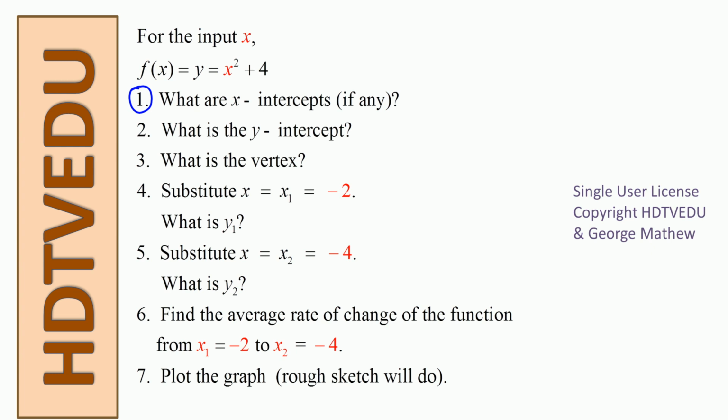Substitute x equals x1 equals negative 2, what is y1? Substitute x equals x2 equals negative 4, what is y2? Find the average rate of change of the function from x equals negative 2 to x equals negative 4. And finally, number 7, plot the graph. A rough sketch will do.